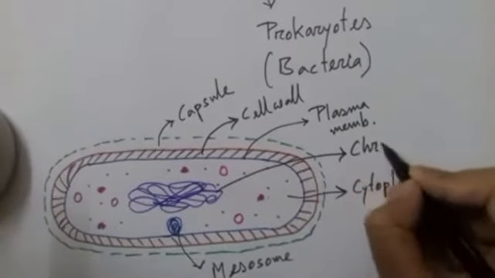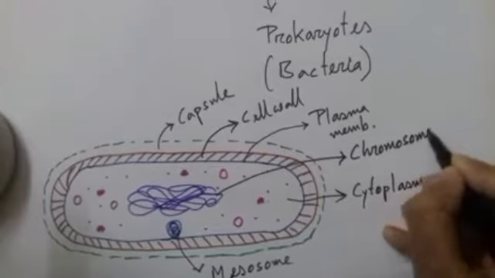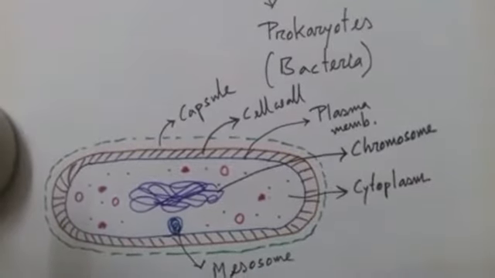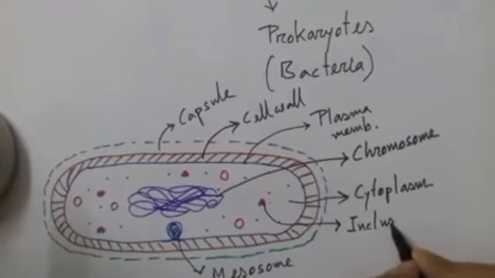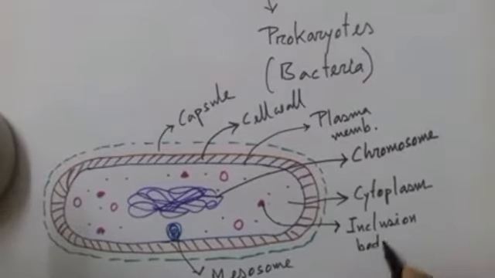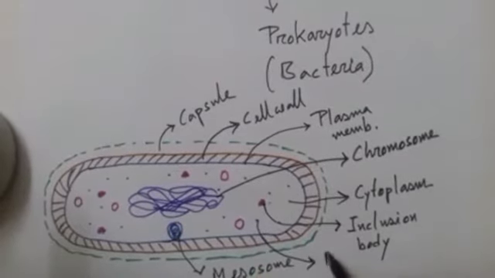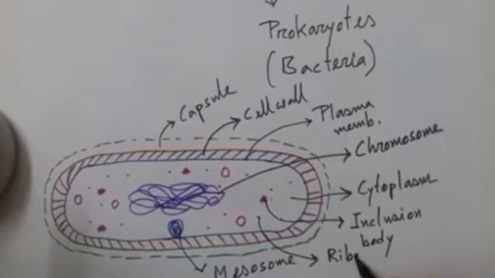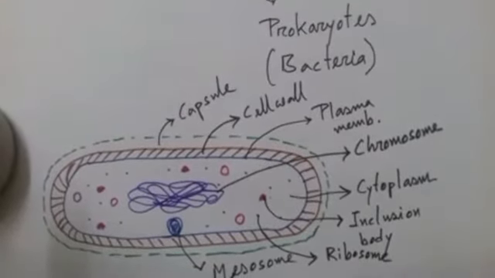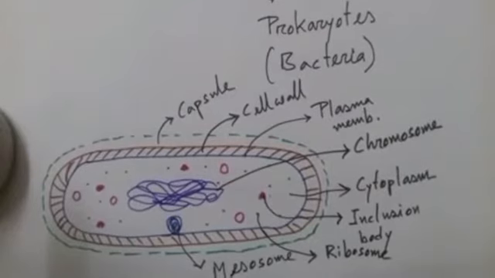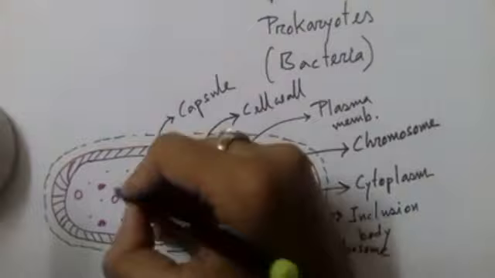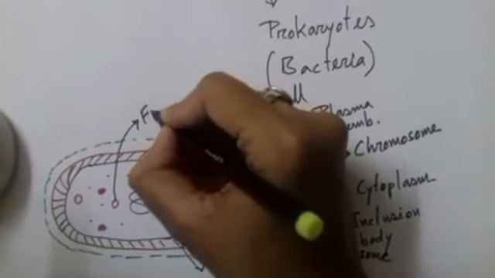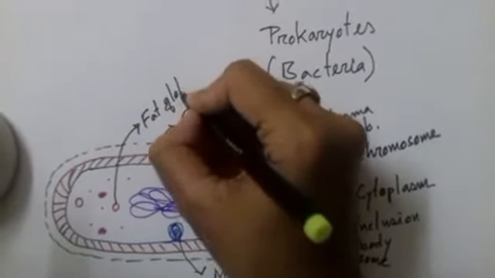Their chromosome. Though they are prokaryotic in nature, they don't have any nucleus, so their chromosome is naked in the cytoplasm. They have inclusion bodies. You will find ribosome in both the prokaryotic as well as in the eukaryotic cell. In eukaryotic cells, these ribosomes are 80S, and in prokaryotic cells, these ribosomes are 70S. And some fat globules.